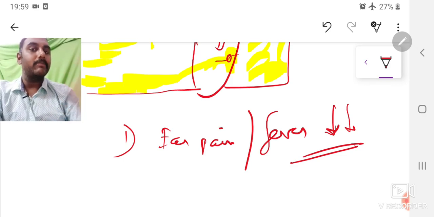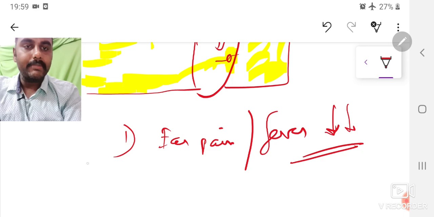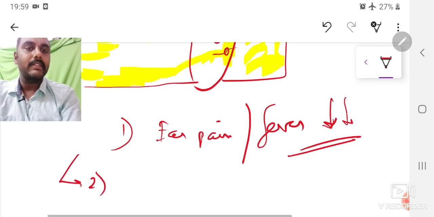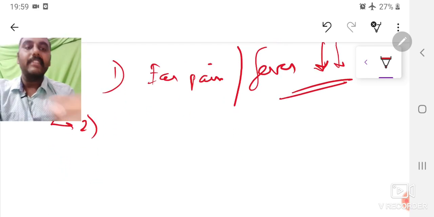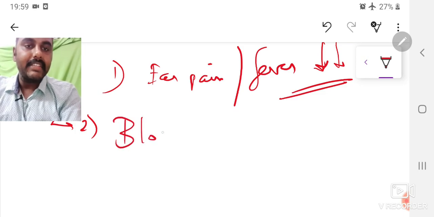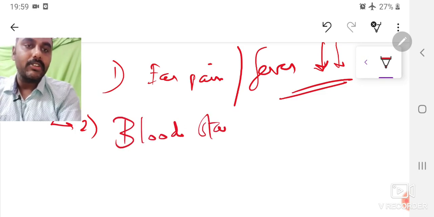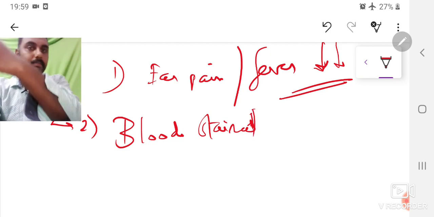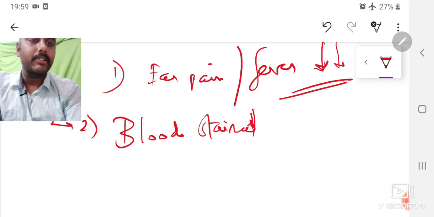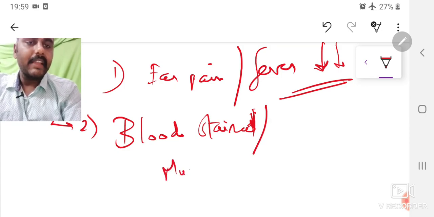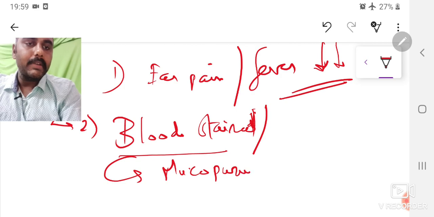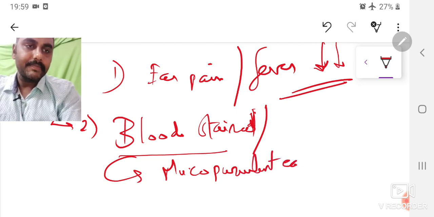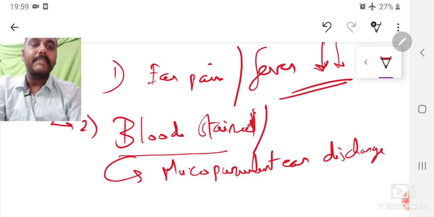The child will become comfortable, the child will become normal, except for one symptom. The parent will bring the child, or the patient will come to you, with a blood stained ear discharge or a mucopurulent ear discharge. Blood stained is because it is putting a hole in the tympanic membrane and coming out. First there will be blood stain and it will turn into a mucopurulent ear discharge.